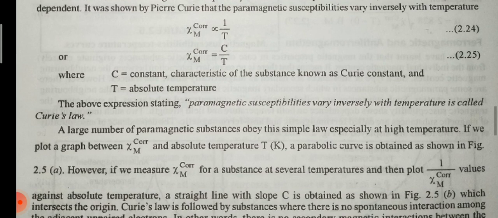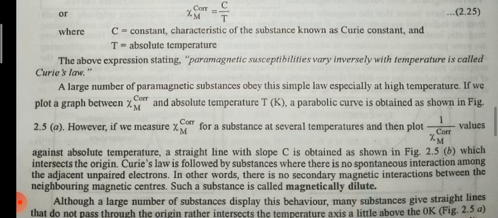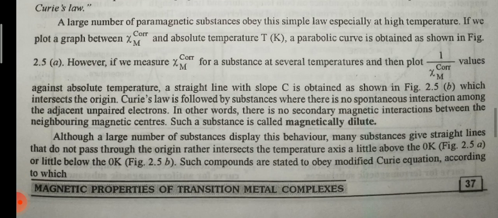The above expression, stating that paramagnetic susceptibility varies inversely with temperature, is called Curie's law. A large number of paramagnetic substances obey this law, especially at high temperature. If we plot a graph between Xm and absolute temperature T in Kelvin, a parabolic curve is obtained. However, if we measure Xm for a substance at several temperatures and then plot 1/Xm values against absolute temperature, a straight line with slope C is obtained, which intersects the origin.